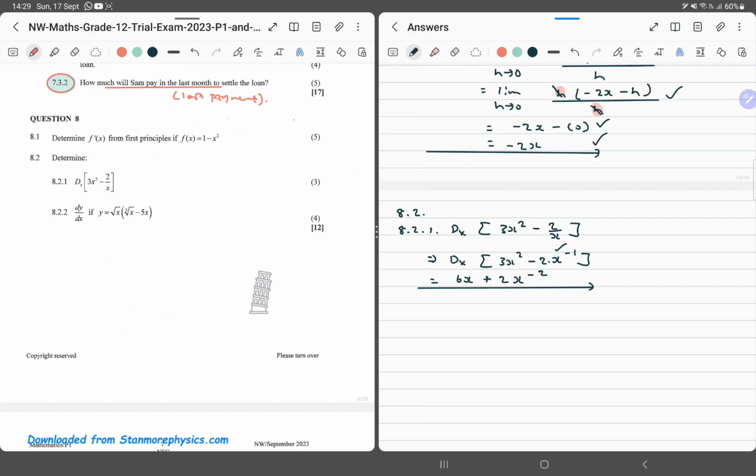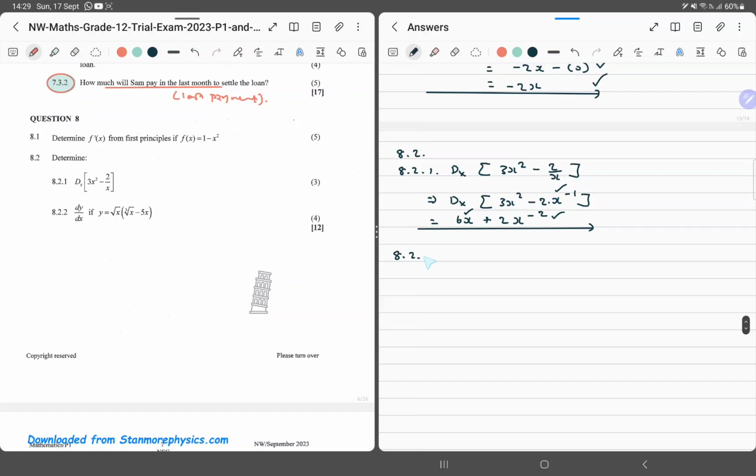So basically writing this in that format is important. And then those 2 derivatives of each term. Sorted. No issues. Easy 3 marks. And then 8.2.2 says, now we are to do the derivative in terms of dy over dx of y equals the square root of x into the cube root of x minus 5x.